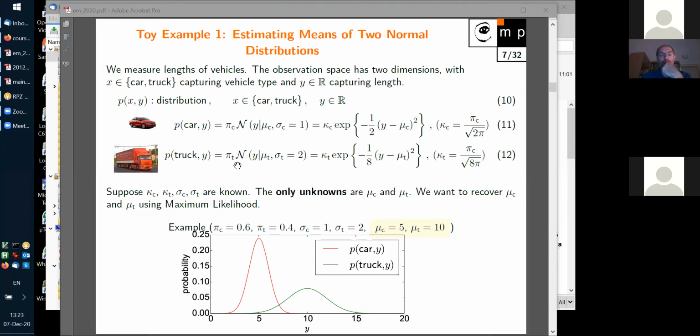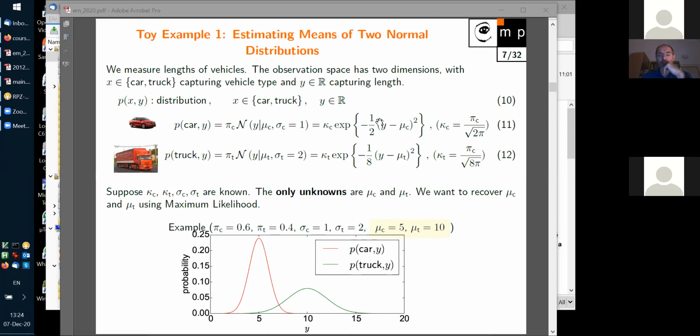They together add to 1, and the length of a car is normally distributed around mu c, perhaps unknown, with sigma 1, and the lorries have a probably much higher mu t, and they have a larger standard deviation sigma t, which is 2. So this can be simplified to some constant kappa c and a quadratic function.